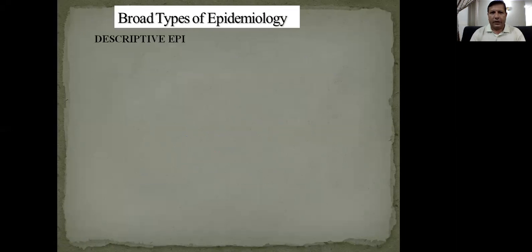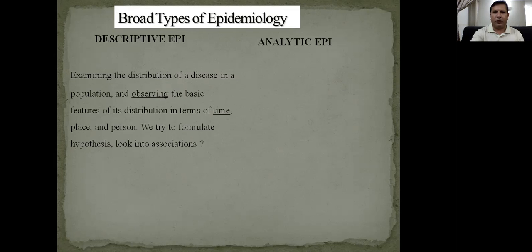Number one is descriptive epidemiology, and number two is analytical epidemiology. There are two types of epidemiology. So, descriptive epidemiology is examining the distribution of a disease in a population. This is the first objective of this examination: examining the distribution of a disease in a particular population.